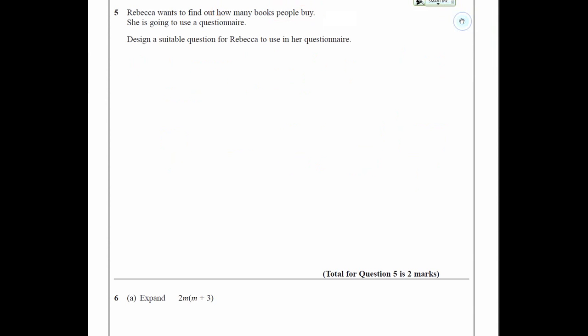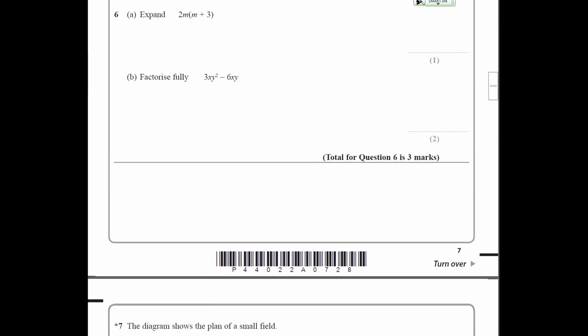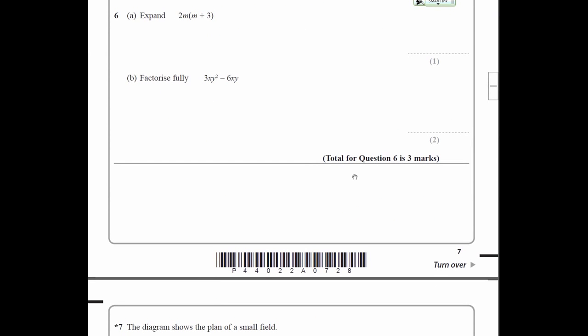Anyway, clearing. Bit of algebra, this is more like it. Expand. So this is my half a banana method. 2m times m is 2m squared. 2m times by 3, or 2 times 3 is 6, and it's 6m with a plus in the middle. Okay, so that's your answer.